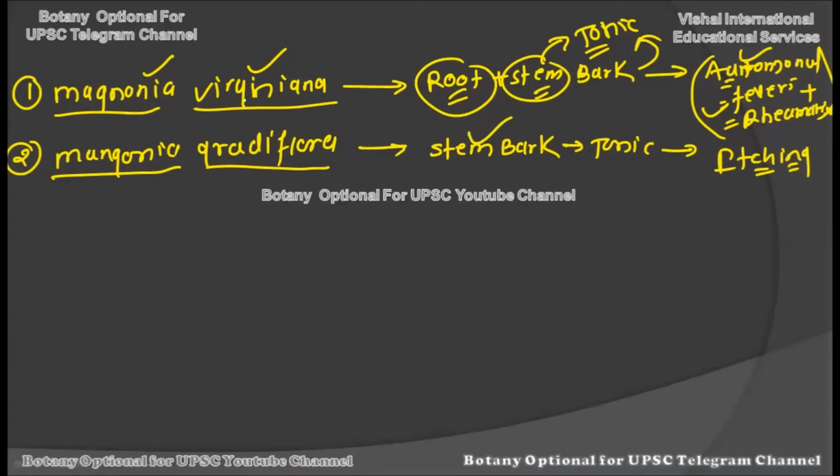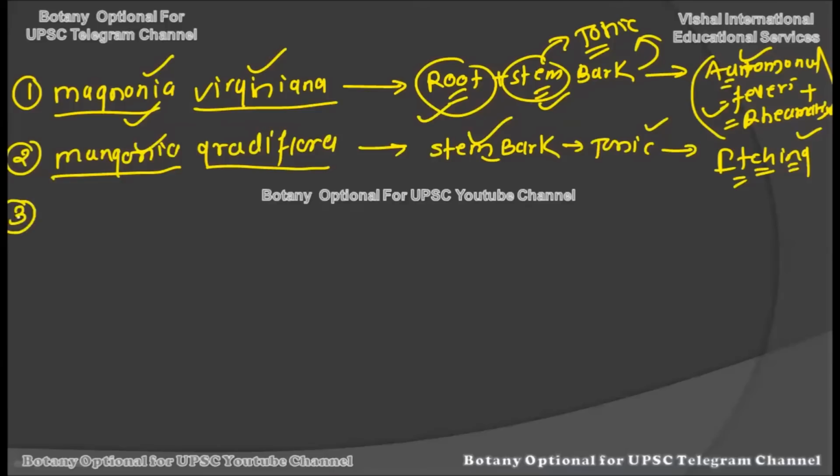Both of these plants belong to the same genus, Magnolia, of the family Magnoliaceae. The very first plant we have studied is Magnolia virginiana, and the second plant is Magnolia grandiflora. In each case, we have used the bark either of the root or the stem, and out of it a particular tonic is created, which is used for a specific purpose. In the case of Magnolia grandiflora, we are using this tonic out of its stem bark for treating itching. Okay, carefully remember the application, right?